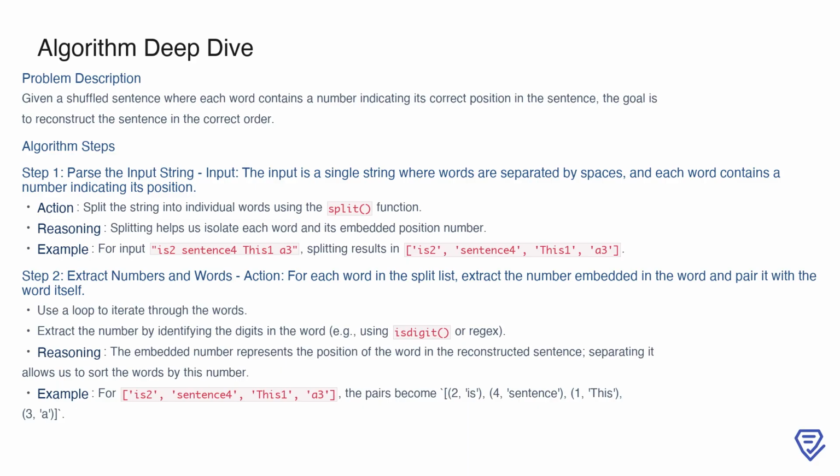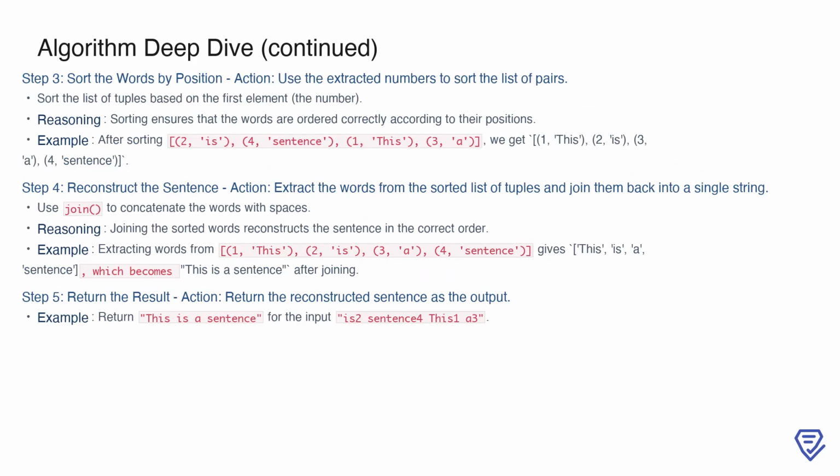For example, the input string "is2 sentence4 This1 a3" becomes "is2", "sentence4", "This1", "a3" after splitting. By isolating these words, we can focus on extracting their positions in the sentence. Once we have the split words, the next step is to extract the embedded numbers and pair them with their respective words. This involves iterating through the list of words and identifying the digits within each word.